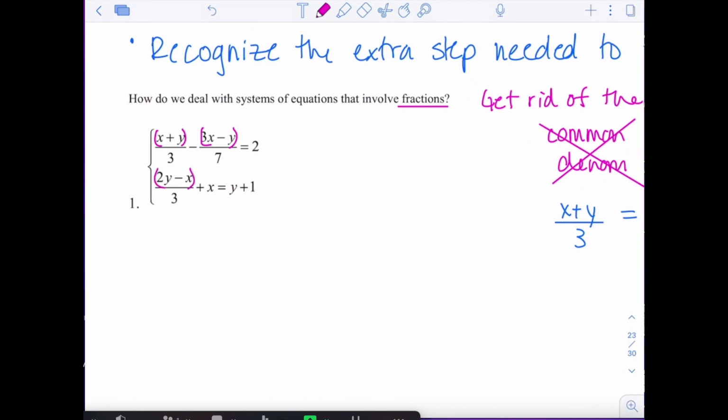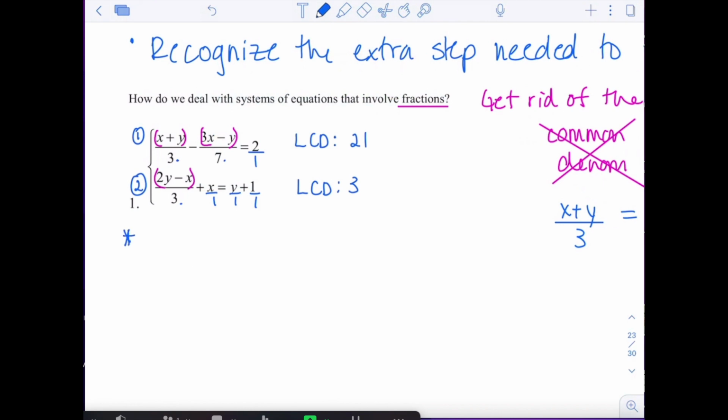Now the next thing we need to do is recognize that the way we get rid of fractions is by figuring out the LCD of each of these equations, equation 1 and equation 2. So if I look at the denominators 3, 7, and 1, I should be able to tell that the LCD is 21. I have 3, 1, 1, 1. The LCD is 3. Now here's the key.